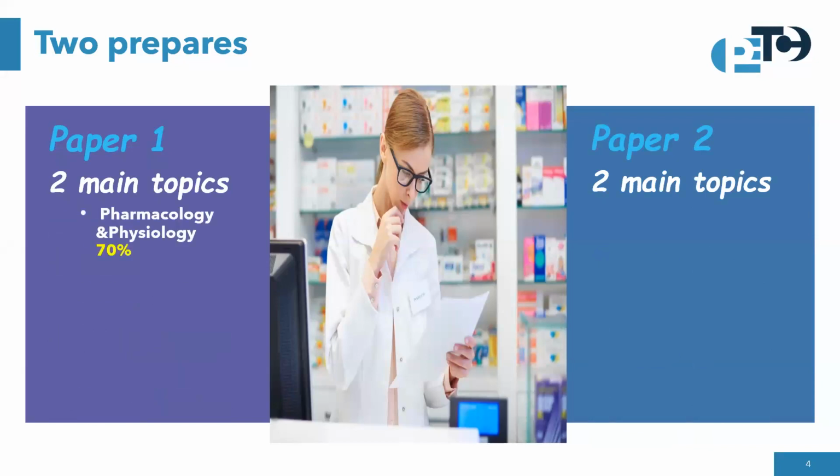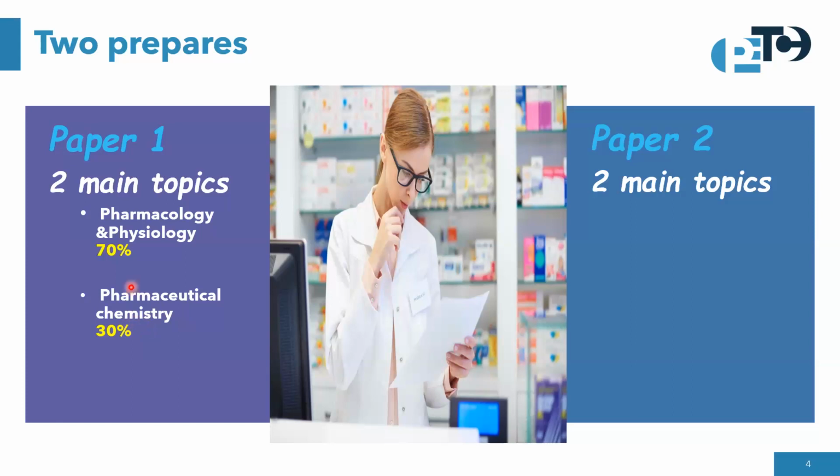Paper 1 is formed of pharmacology and physiology, which represents about 70% of the paper. So if the paper has 100 questions, approximately 70 questions are related to pharmacology and physiology. The second topic is pharmaceutical chemistry, which represents about 30% of the paper.